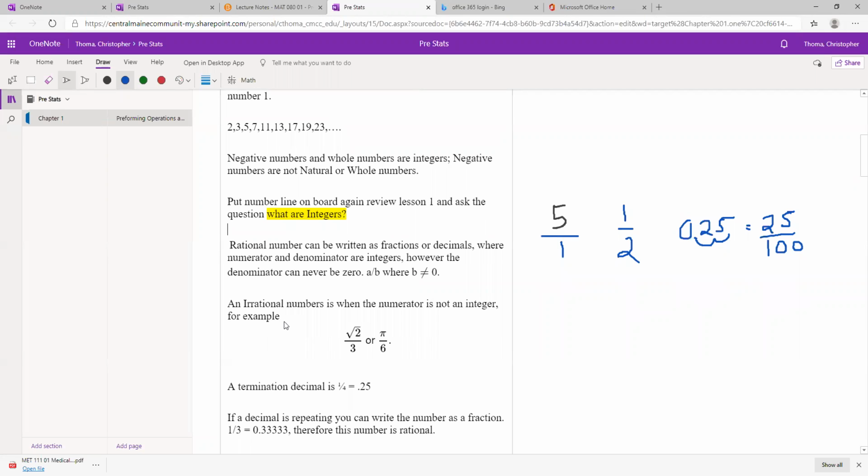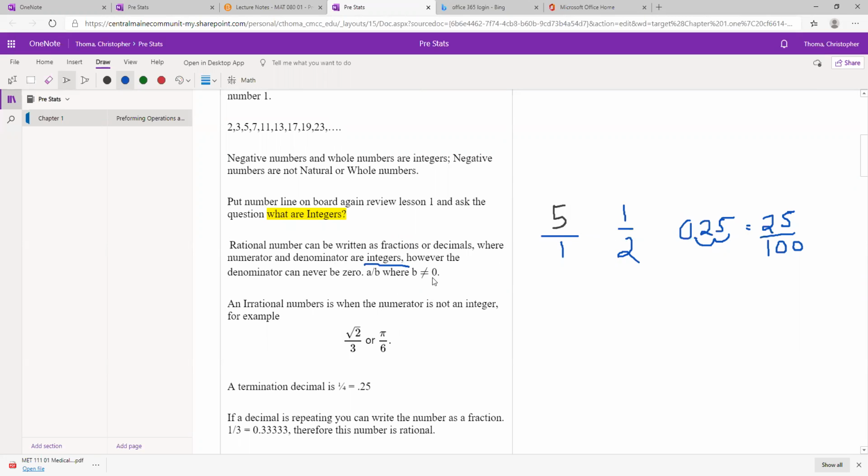Irrational numbers are everything else. So I have two examples here. Square root of 2 over 3, right? Oh, I guess I should correct myself, sorry. A rational number is any number that you can write as a fraction where they are integers. That's the key piece I forgot to mention.